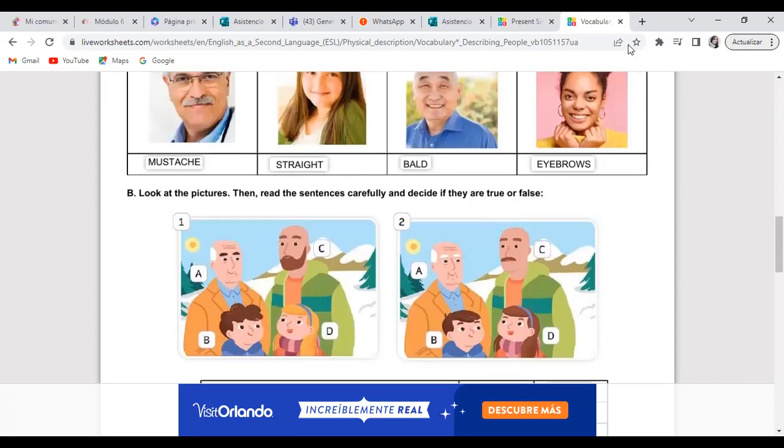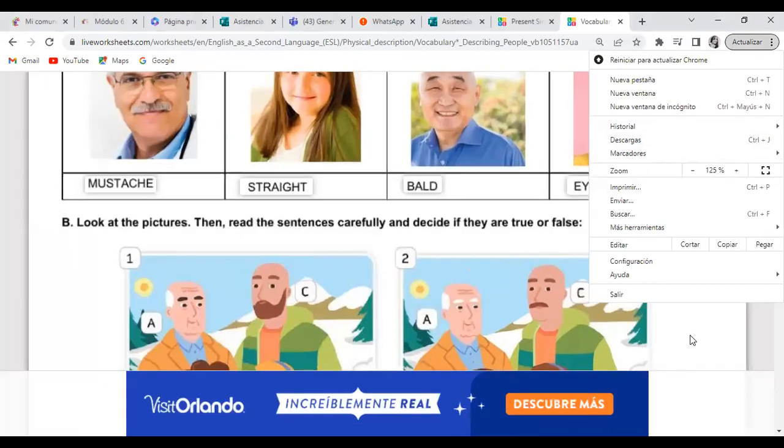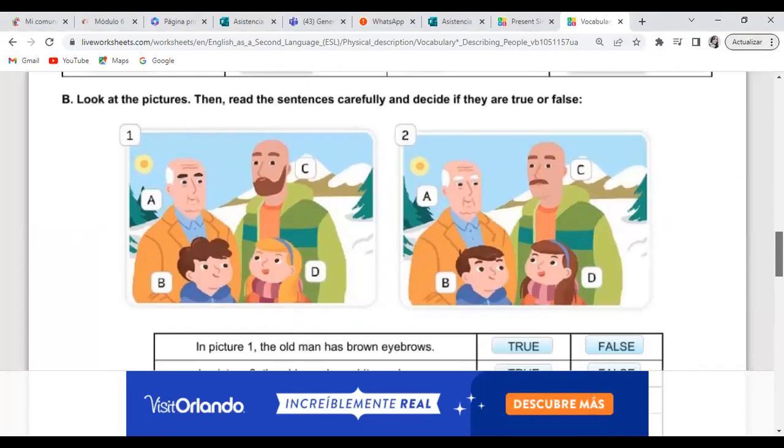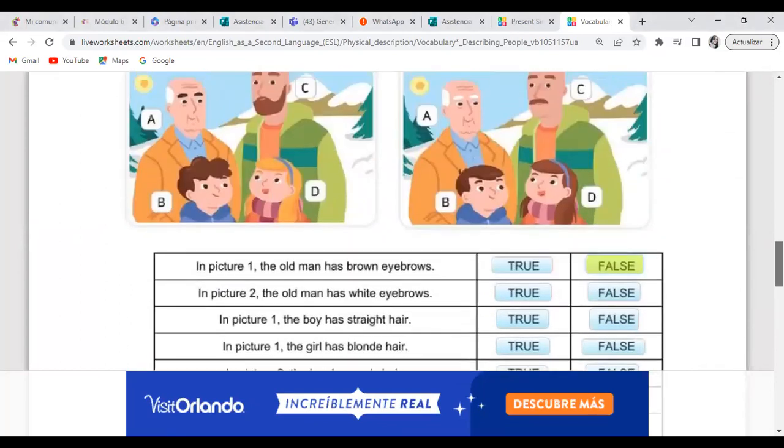Let me see if I can do it bigger. Oh, yes. True or false, guys? False. Bueno, es que se le ven como negras, ¿no? O sea, vamos a ponerle que es false. Let's say it's false. In picture 2, the old man has white eyebrows.